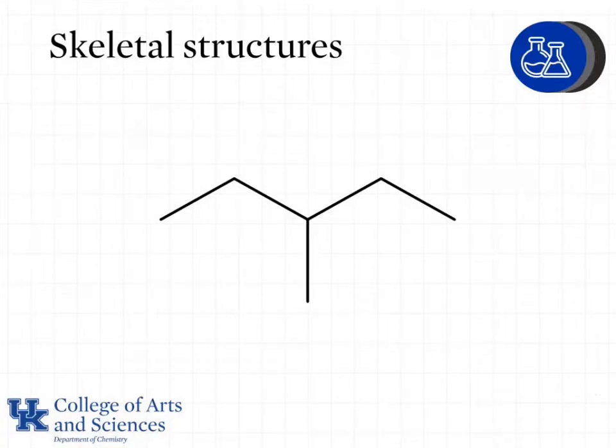Let's first look at carbon atoms. We see that we have a carbon at the end of the line and at the intersection of each point. And so we can go through and draw in our carbon atoms throughout the structure. So every end of a line and every intersection represents a carbon atom.